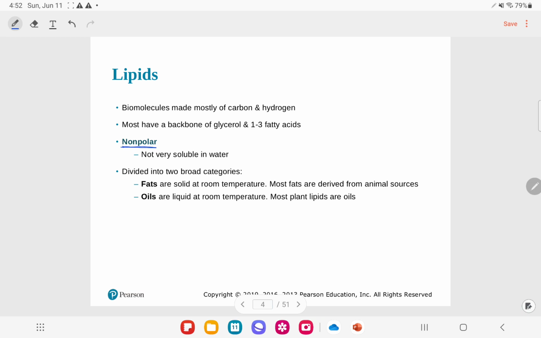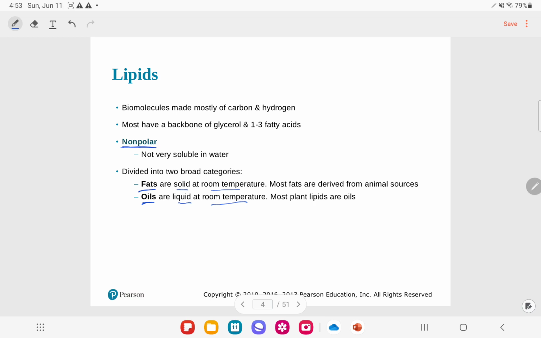Okay, so our lipids are going to be divided into two broad categories. We're going to have fats, and these fats are going to be solid at room temperature, right? And so most of these fats are going to be derived from animal products or animal sources. And then we have oils. Oils are going to be liquid at room temperature, and these are going to be plant-based lipids, or plant-based oils, okay.